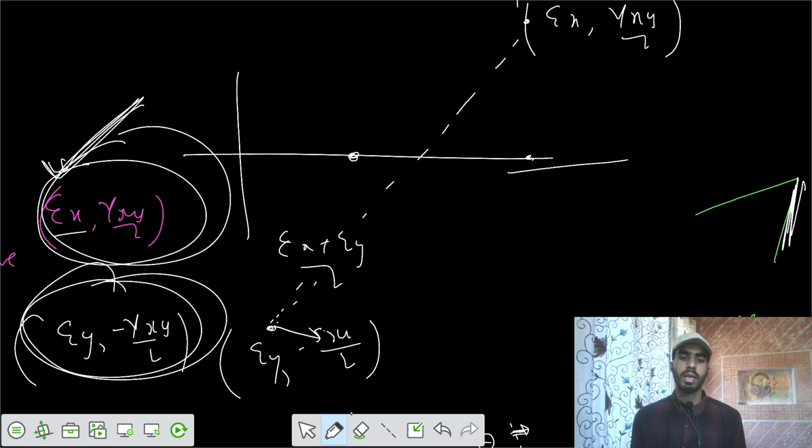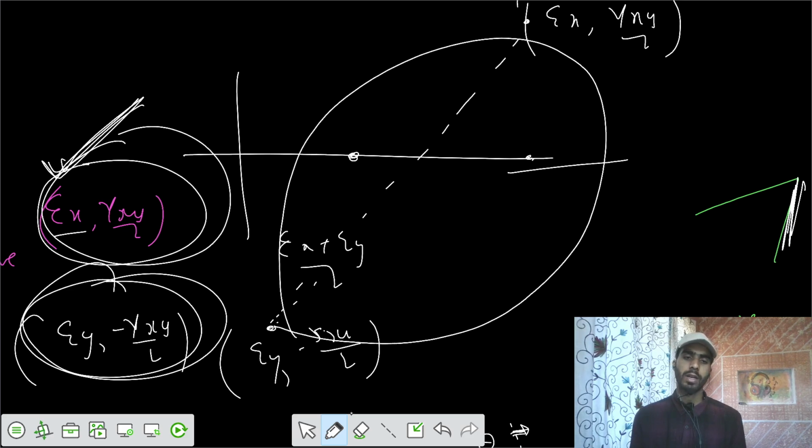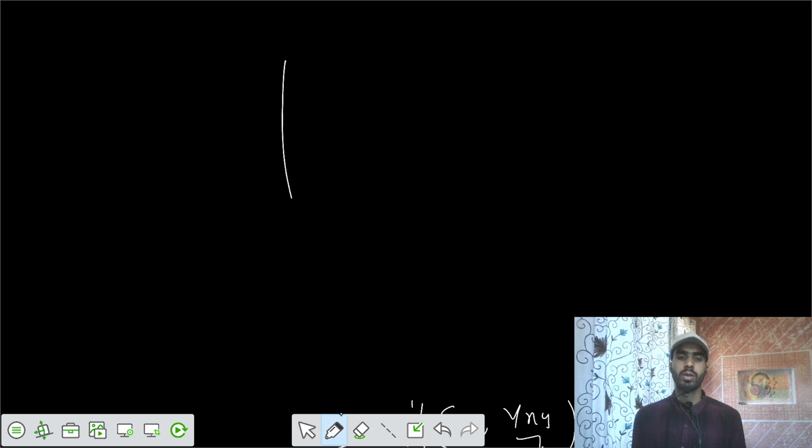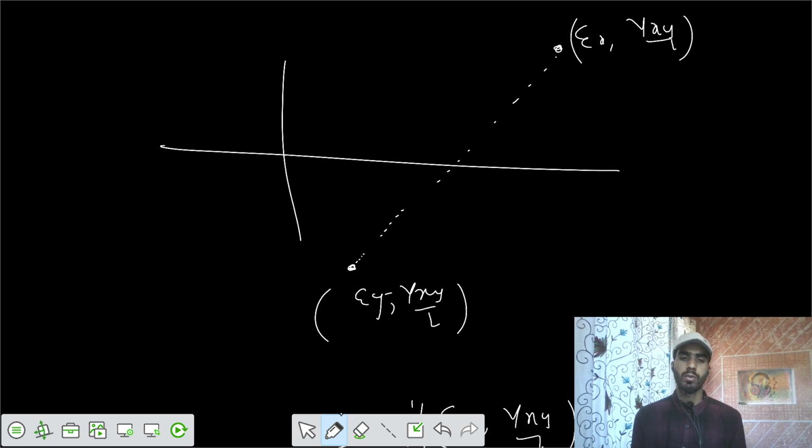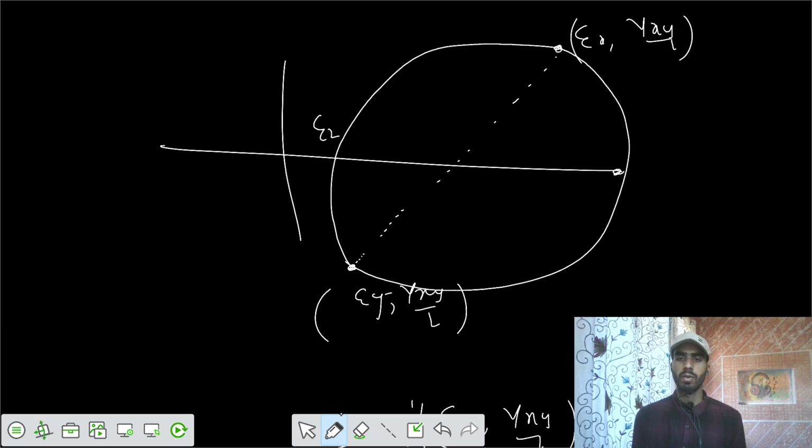Then you make a circle in this fashion. Let's make it once more. Let's say this was your strain EX comma gamma xy by 2, and similarly at an angle of 180 degrees, let's say this is one more point here. The strain is EY comma minus gamma xy by 2. Then you make a circle, and you can get strain 2, strain 1, and gamma max by 2. That's the radius of the circle.